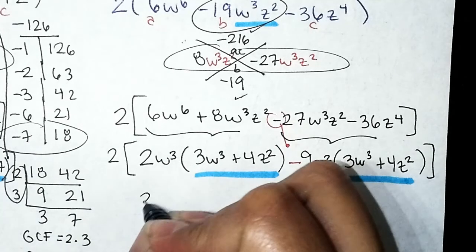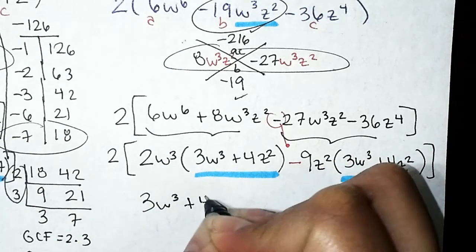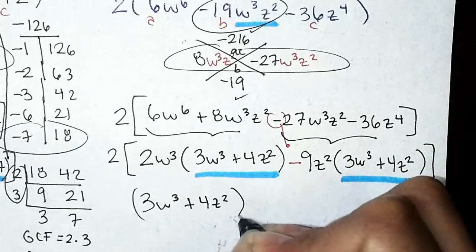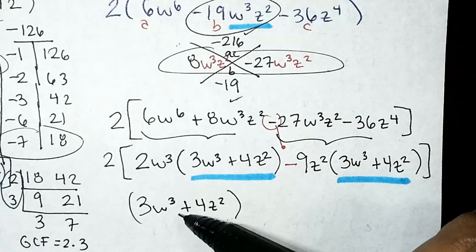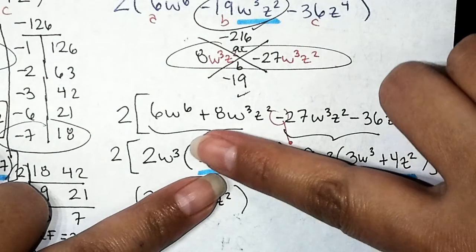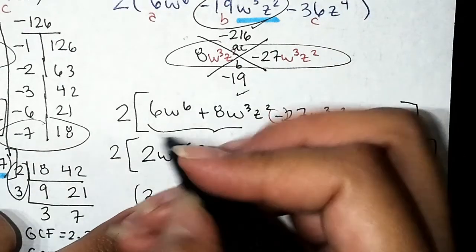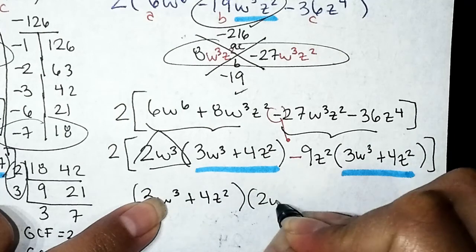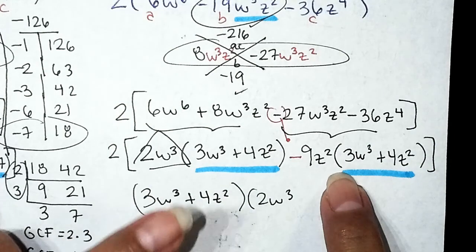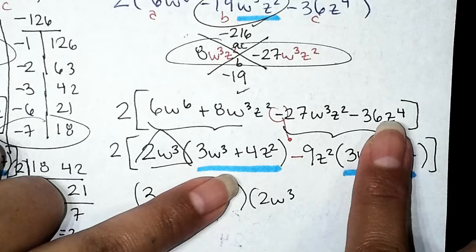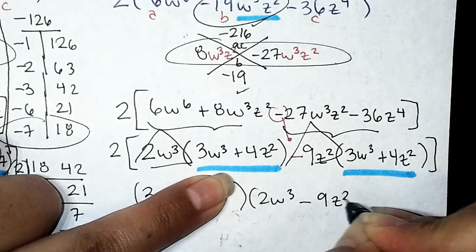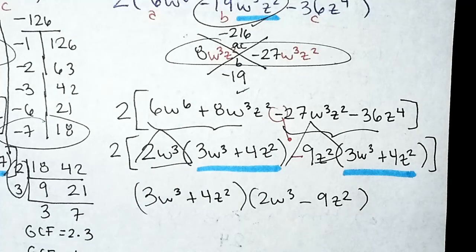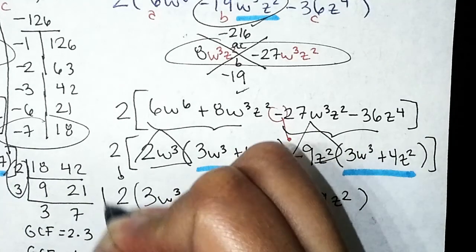Okay, so we have 3w cubed plus 4z squared. And we are going to show the world what we're left with when we factor it from the expression. First term divided by the common factor, the binomials cancel out, and that will leave us with 2w cubed. Second product divided by common factor, the binomials cancel out, and that will leave us with negative 9z squared. Fantastic. And let's not forget to bring down our common factor of 2.